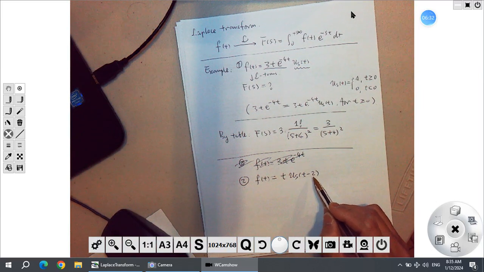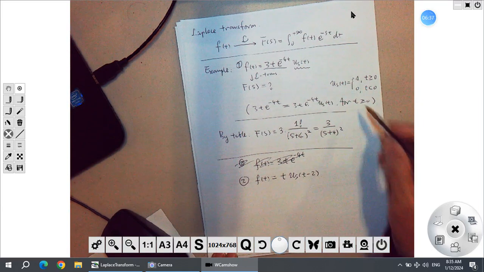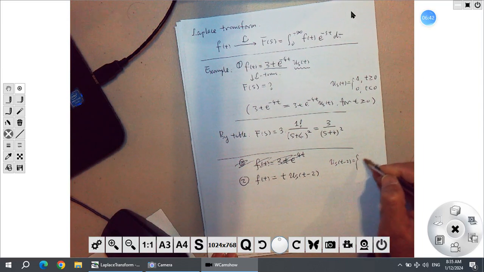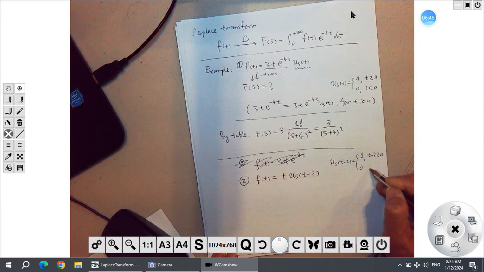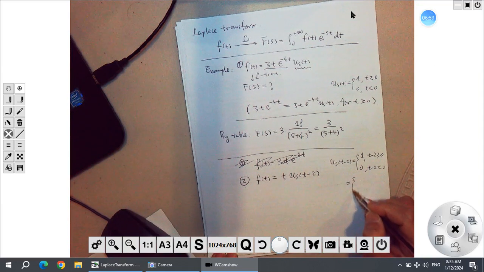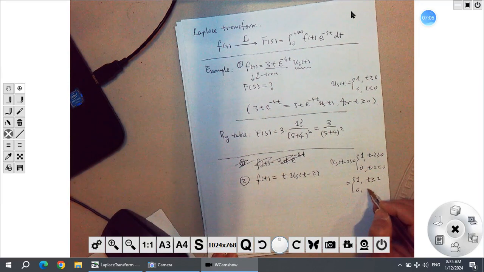In this case, you cannot just consider this as 1, because this is not exactly 1. This one, u of t minus 2, is still 1 or 0, depending on whether t minus 2 is positive or negative. You see, here is t minus 2. Then you can write it as 1 or 0. Its value is either 1 or 0. In which case is it 1? When t is larger than or equal to 2. And it is 0 when t is smaller than 2.